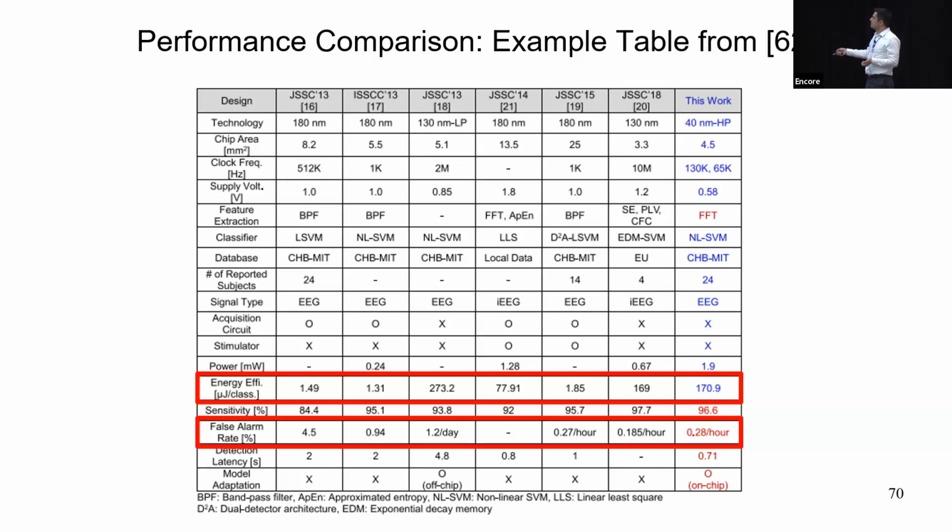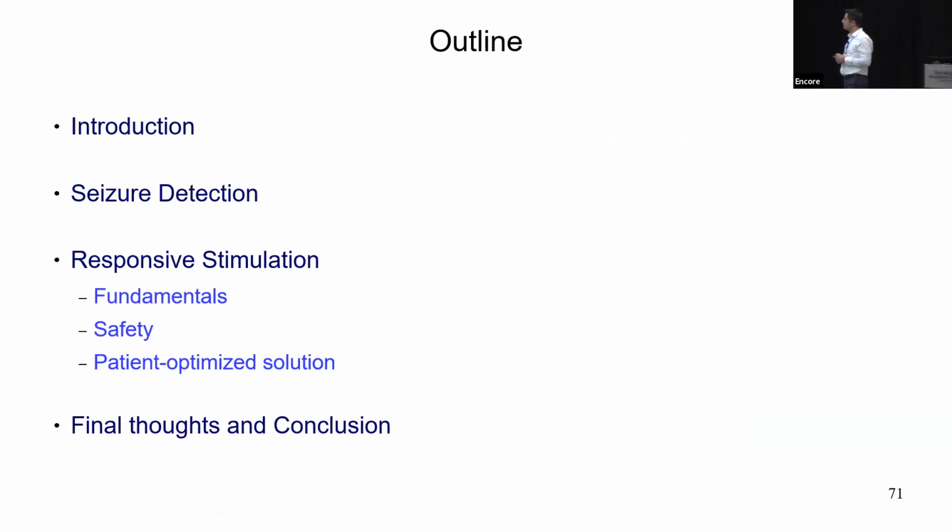Same thing with the false alarm rate. You can see that we have percentages; some of them are per day, some of them per hour. And the definition of false positive sometimes is not clear. So again, it could be an area for improvement.